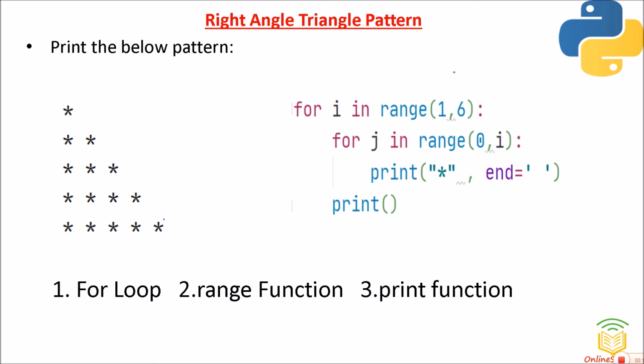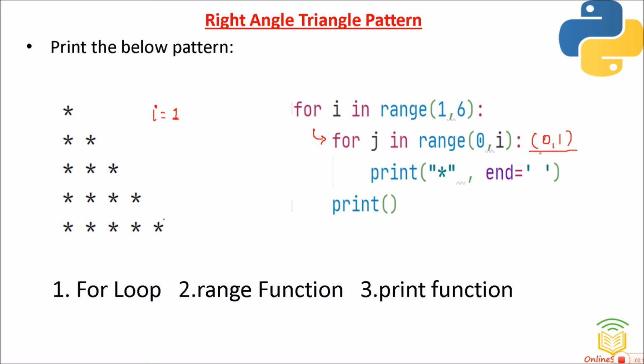Okay, now friends, for i in range 1 to 6. So friends, when the value of i is equal to 1, try to understand. When the value of i is equal to 1, then it will come inside this loop: for j in range 0 to 1.